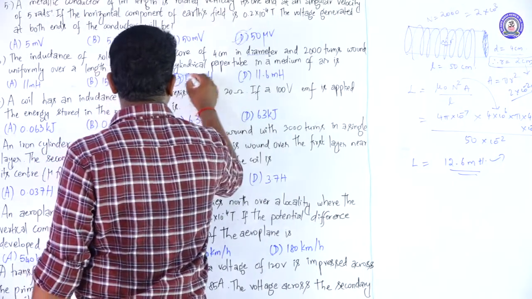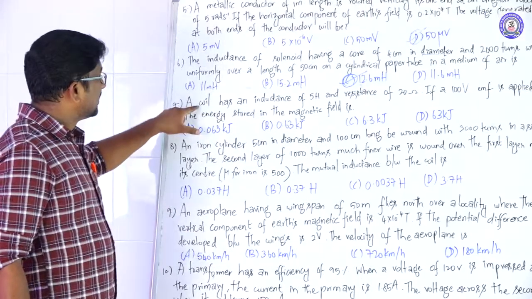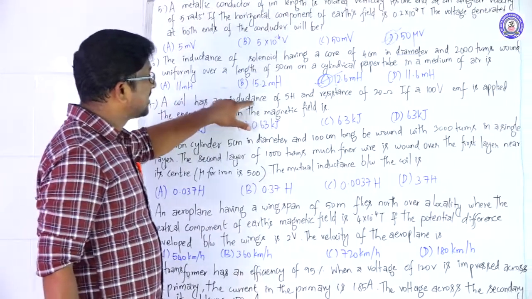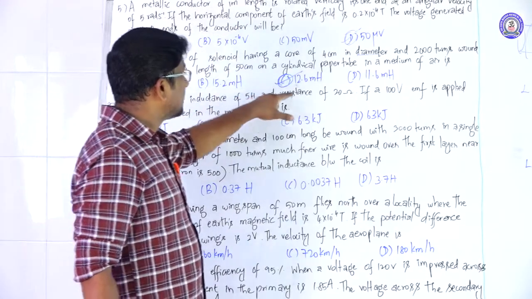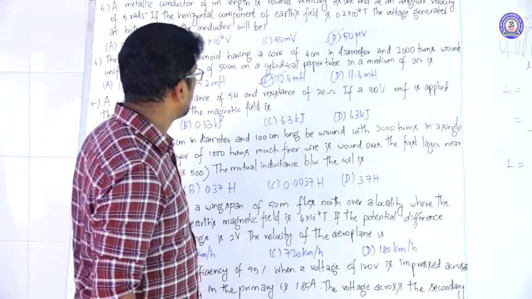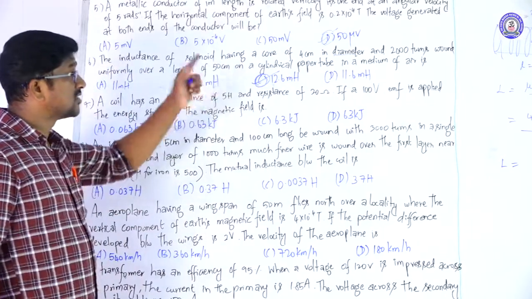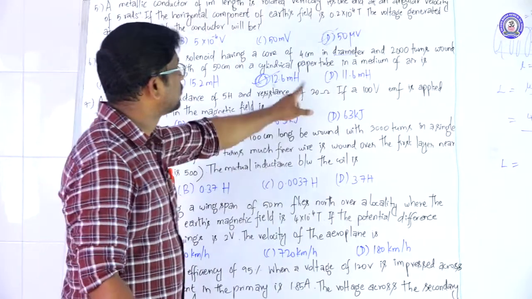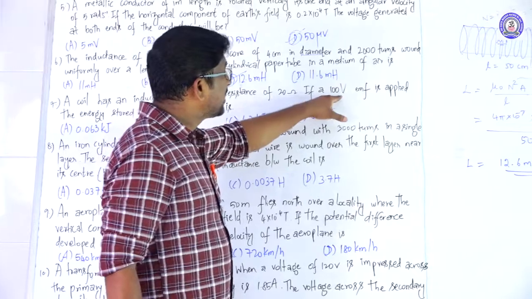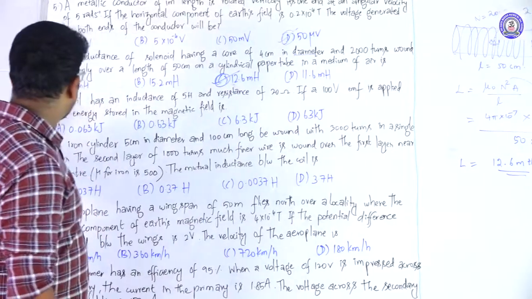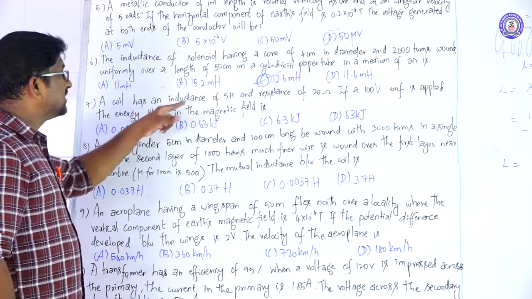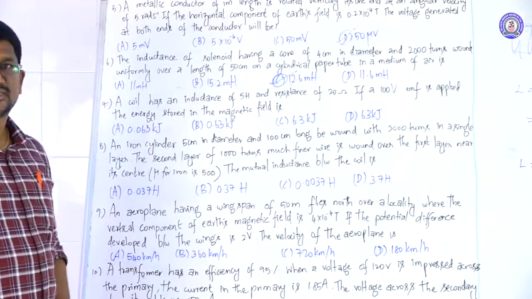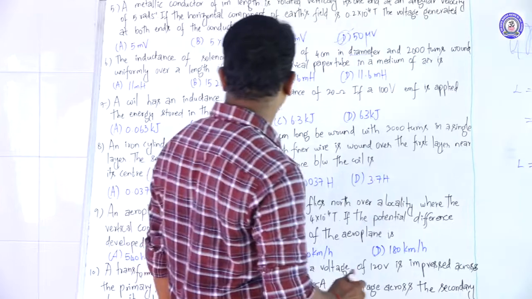Third option. A coil has a self-inductance of 5 Henry and a resistance of 20 ohm. The coil has both self-inductance and ohmic resistance, that is 20 ohm. If a 100 volt EMF is applied, what is the energy stored in the magnetic field?